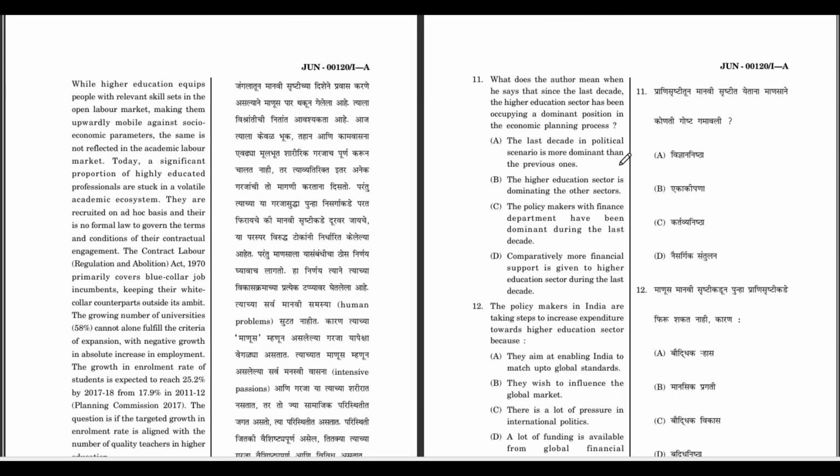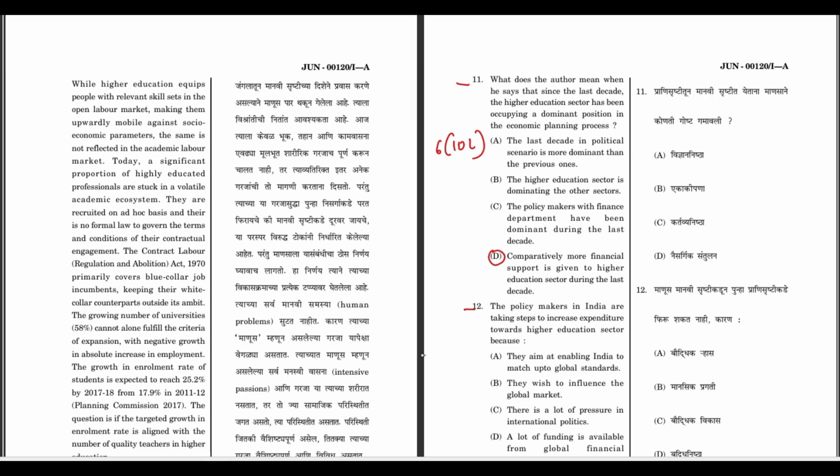So let's start with question number 11. What does the author mean when he says that since the last decade, the higher education sector has been occupying a dominant position in the economic planning process? Correct answer is D. Comparatively more financial support is given to the higher education sector during the last decade. Refer page 6, 10th line.